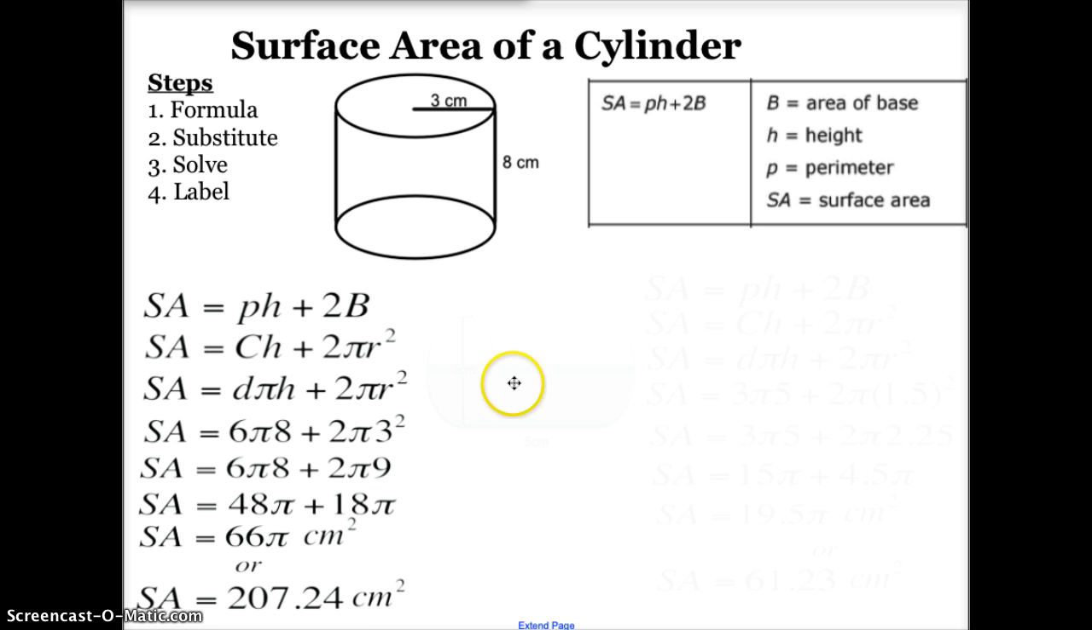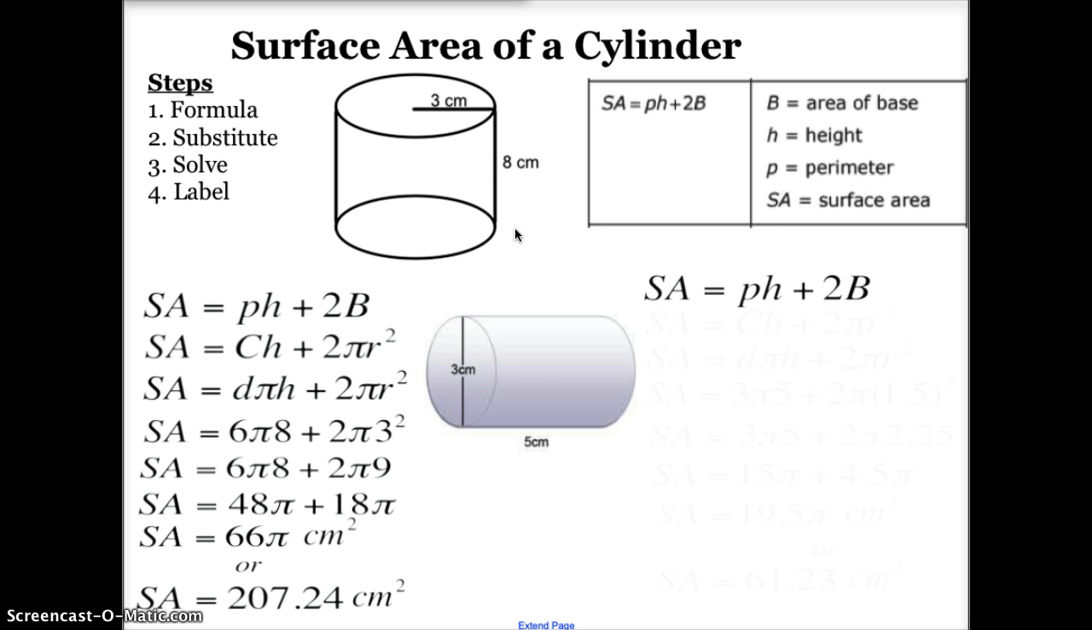I'm going to do one more problem. This problem, I'm going to know the diameter and the height, and I'm going to need to find the surface area. So I start it the exact same way. I write the formula down. Surface area is equal to P times H plus 2B. I'm going to replace the P with circumference, because P stands for the perimeter of the base, and the base is a circle, so it's going to be surface area is equal to circumference times H plus 2 pi r squared.